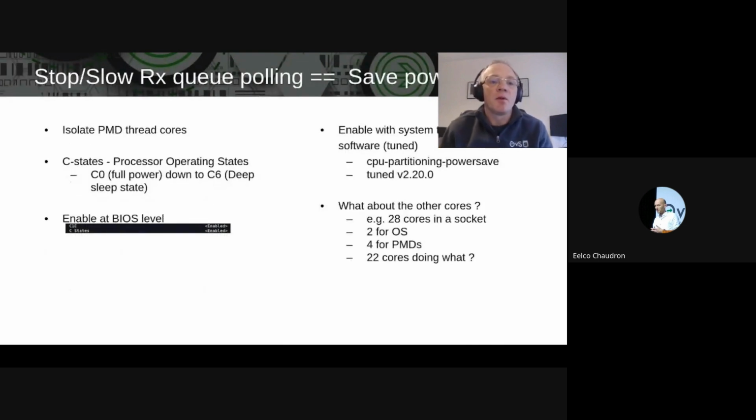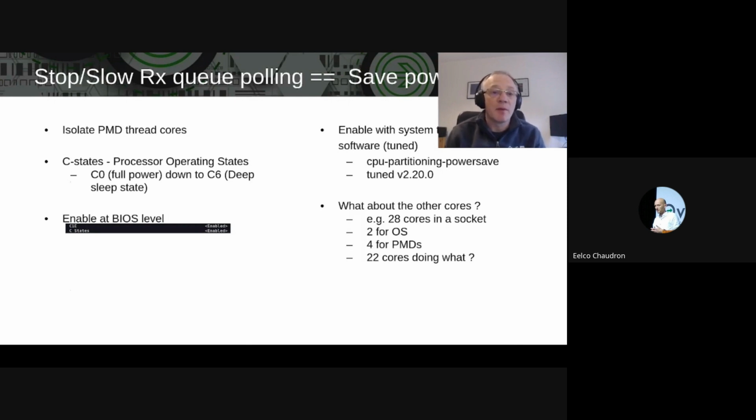Right, so if we did less work, would that translate to saving some power? Well, we have to look at the system for this. We usually have the PMD thread cores, the cores that those threads run on, isolated from the system, so hopefully there should be nothing else using them. And we also need to enable C states for those cores. C states are the processor operating states. So we go from C0, which is full power, all the way down to C6, which is the deep sleep state. And we can enable them on the BIOS level, so we need to make sure that's done.